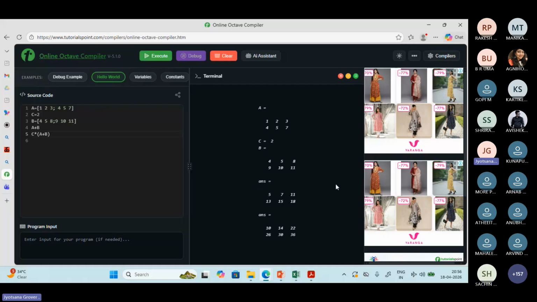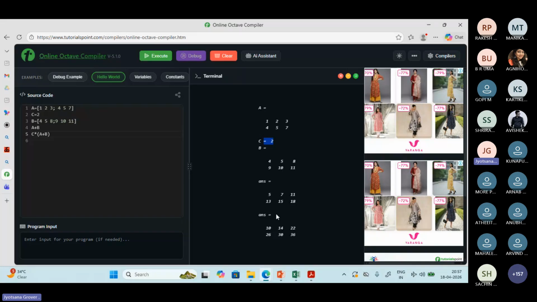Okay, this is your A, this is your B. First you add A plus B. So A plus B is this. You are adding entry wise: 4 plus 1, 5; 2 plus 5, 7. That I already told you. Now you have to multiply with C. Scalar multiplication means you have to multiply every entry of A plus B with this scalar C.